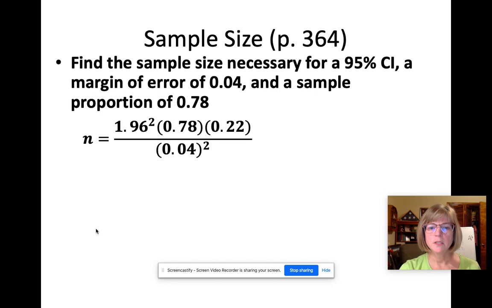So 95% means we have 5% left over, to be shared equally in each tail. So using Desmos or your calculator, an area of 0.025, we get a z-score of 1.96. Our sample proportion is 0.78. Our q-hat value then is 0.22, and our margin of error is 0.04, and we get 412.01. And just like previous sample size problems, you always round up. So it rounds up to 413.